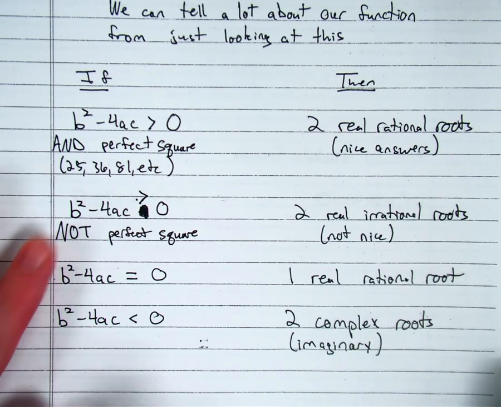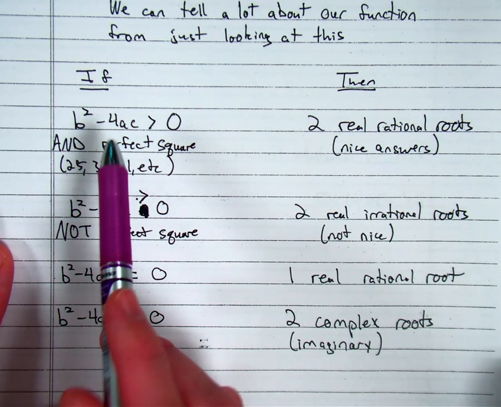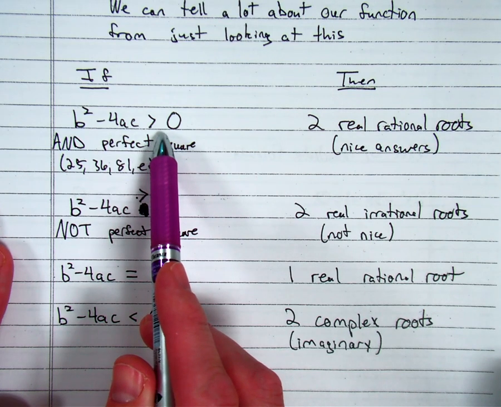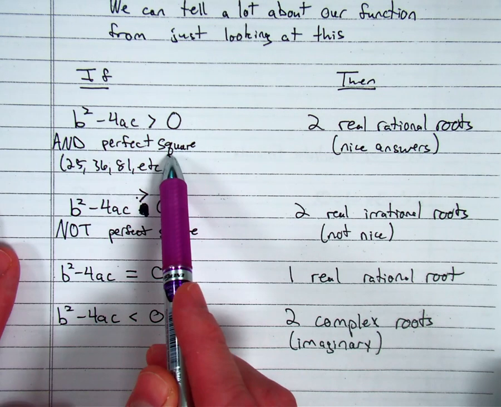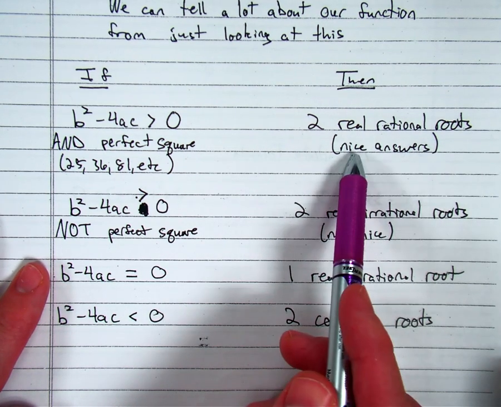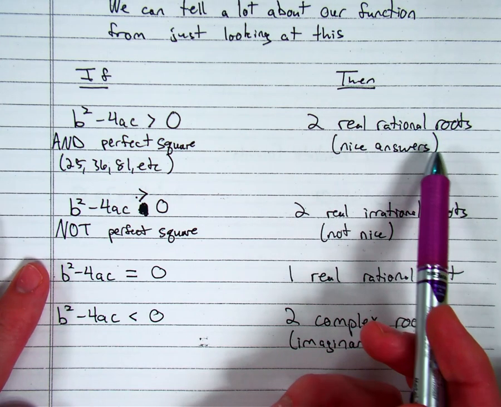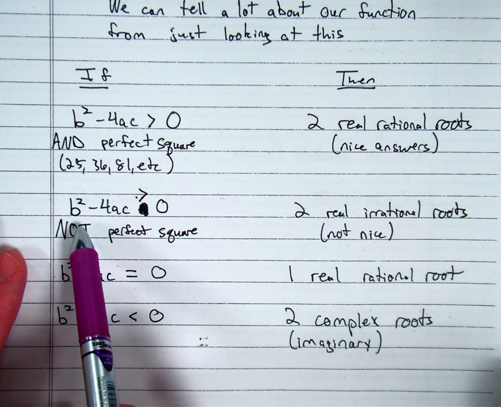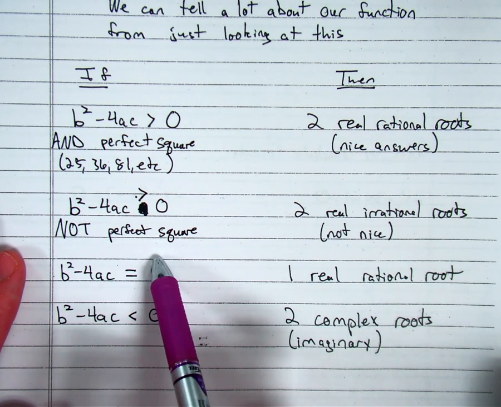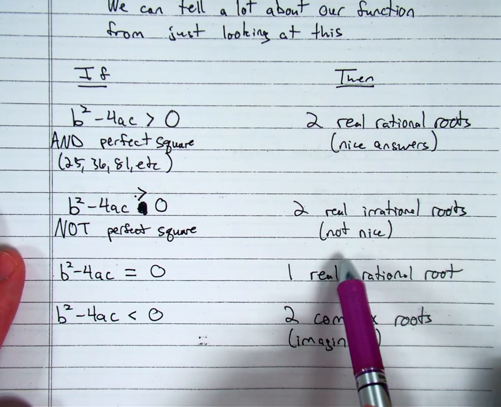Okay, on your note sheet here, you should have a little side-by-side chart. If the b squared minus 4ac is greater than 0, aka positive, and it's a perfect square, we're going to have two real rational roots. Nice answers. They're going to be fractions or whole numbers. If your b squared minus 4ac is greater than 0 and not a perfect square, we will have two real irrational roots.